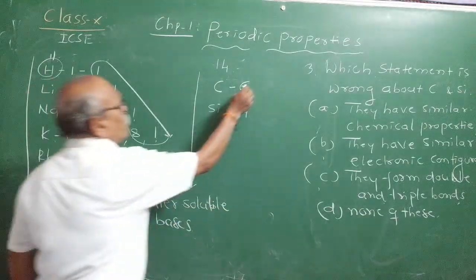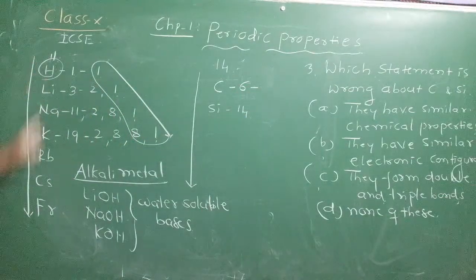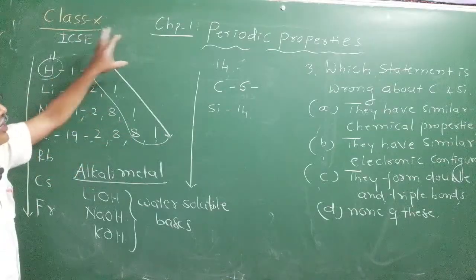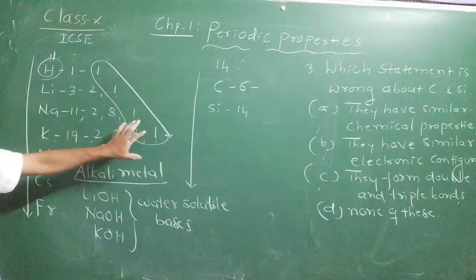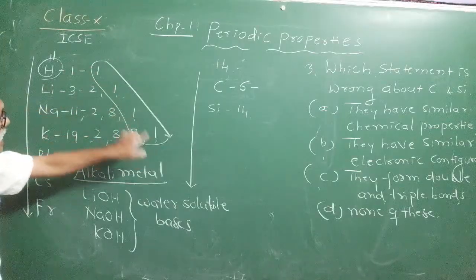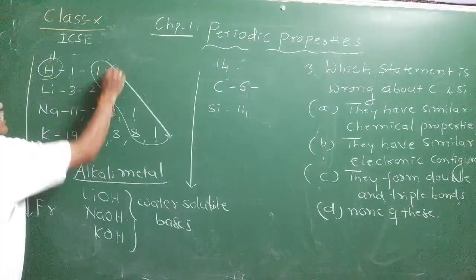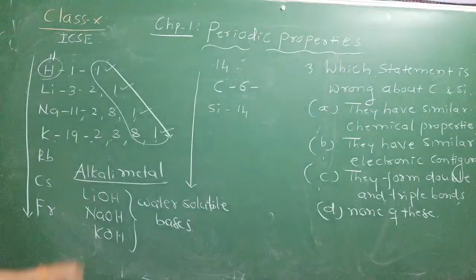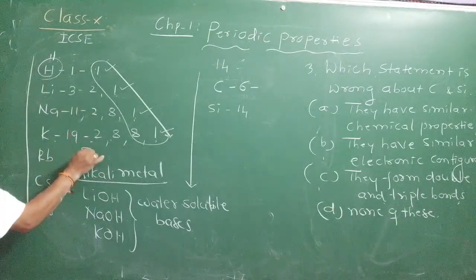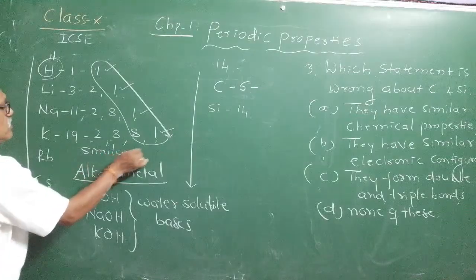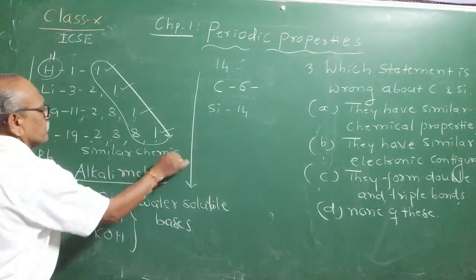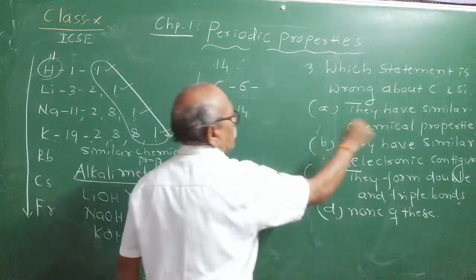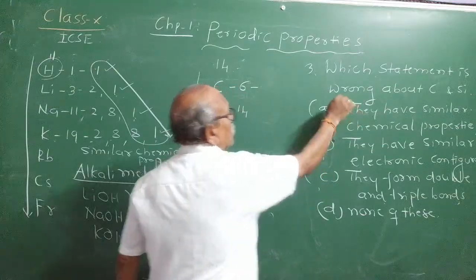Okay. Similarly, if you take carbon, elements in the same group have the same electronic configuration. And according to the modern periodic table, they are classified on the basis of electronic configuration. Generally, reactions take place depending upon the number of electrons in the outermost shell. In the outermost shell, all of them contain the same number of electrons. Therefore, all of them will have similar chemical properties. The question is, which statement is wrong? They have similar chemical properties. This is a right statement.